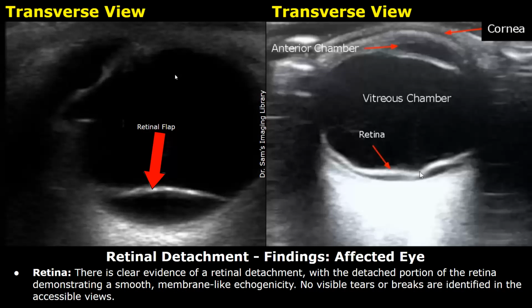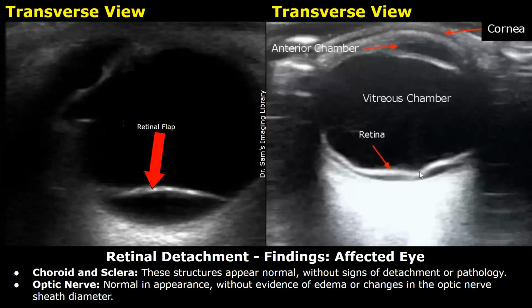Retina: there is clear evidence of a retinal detachment, with the detached portion of the retina demonstrating a smooth, membrane-like echogenicity. No visible tears or breaks are identified in the accessible views.